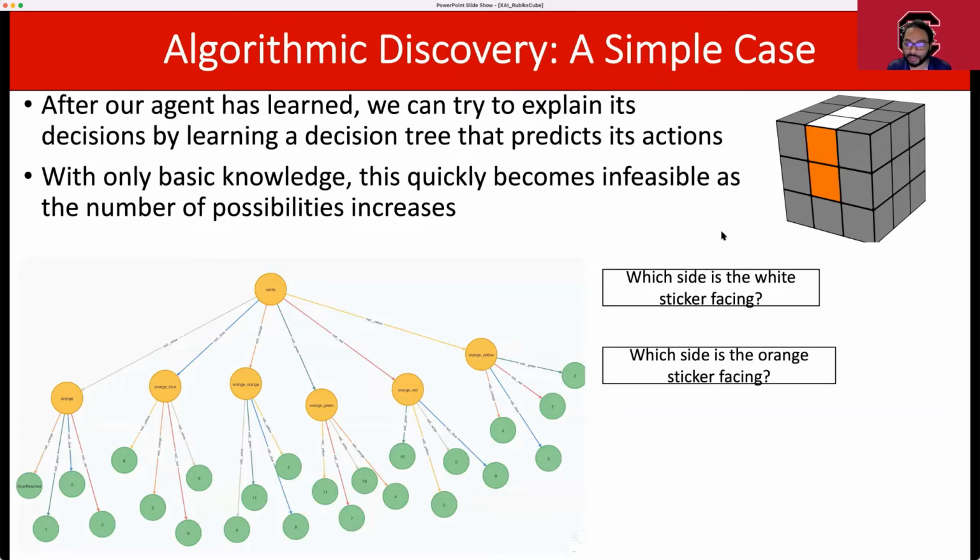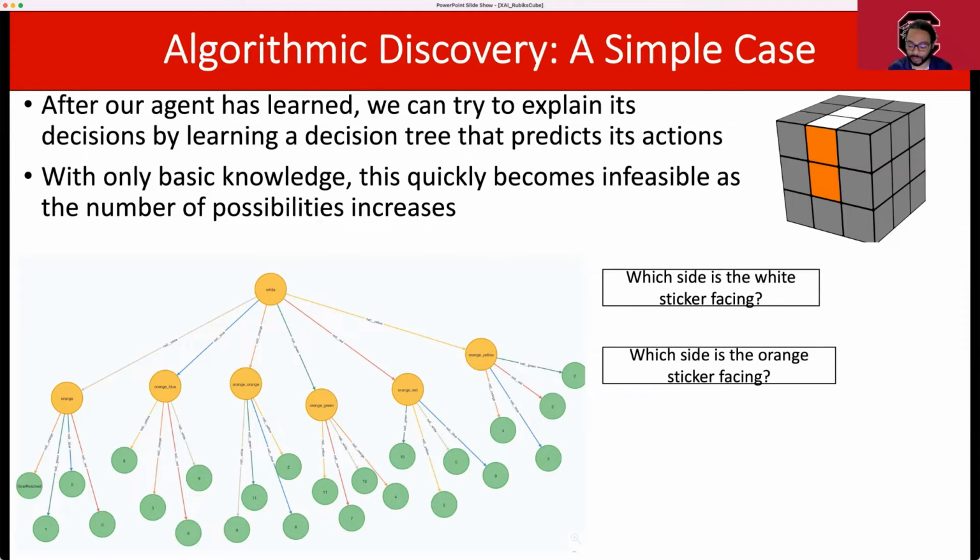And so, for example, if we just want to solve this very simple case of getting this one edge piece in place, if we do a naive approach, for example, using a decision tree, which is often thought of as interpretable in machine learning, you'll see that this decision tree is very large, even though it's just asking two questions. Which side is the white sticker facing, which side is the orange sticker facing, and then it tells you what to do based on that.